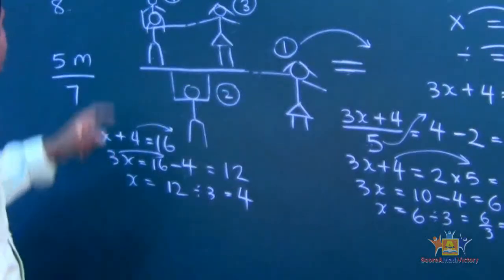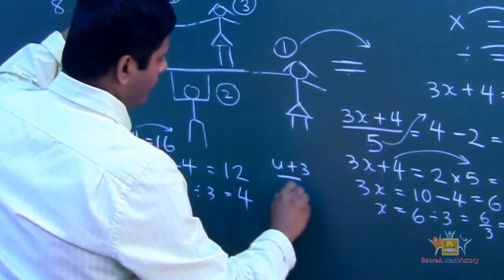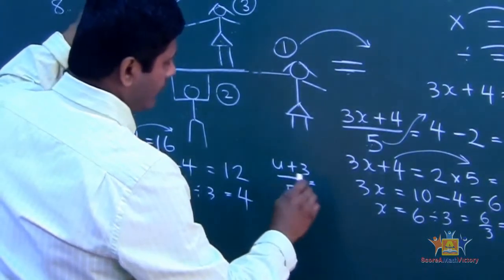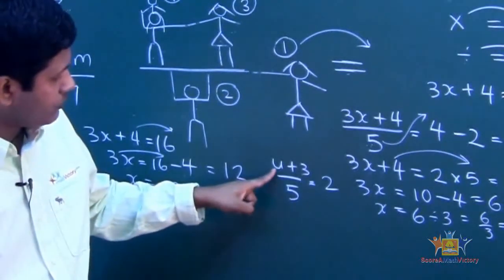Alright? Now let's do this one. You have u plus 3 over 5, and let's say if I give you this one, 2. And I'm solving for u.